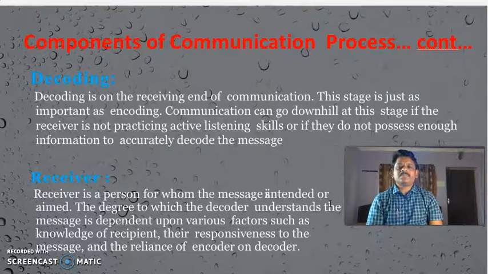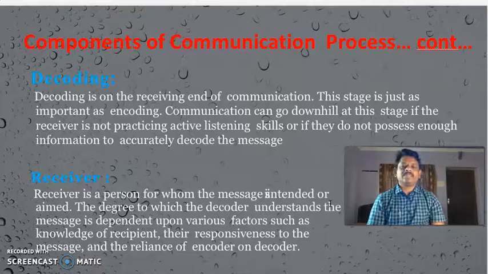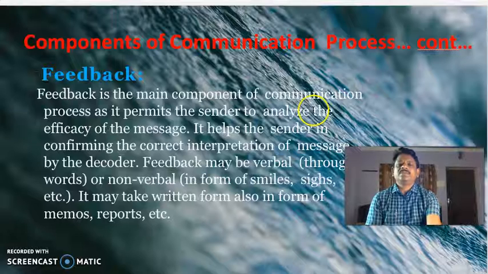The receiver is the person for whom the message is intended and whom it aims to reach. The degree to which the decoder understands the message depends on various factors, such as the knowledge of the recipient, their responsiveness to the message, and the reliance of the encoder on the decoder. So decoding happens at the receiver's end, and finally the communication reaches the individual.